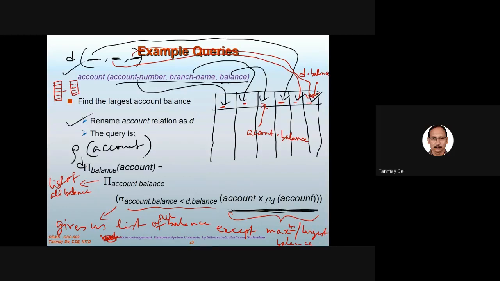Sorry, there is a small mistake here. This actually gives us not only the balance, it gives the whole tuple. From that, this projection gives the list of only the balance, and this part gives us the list of all balances. So if we perform the set difference, then we get the largest balance.